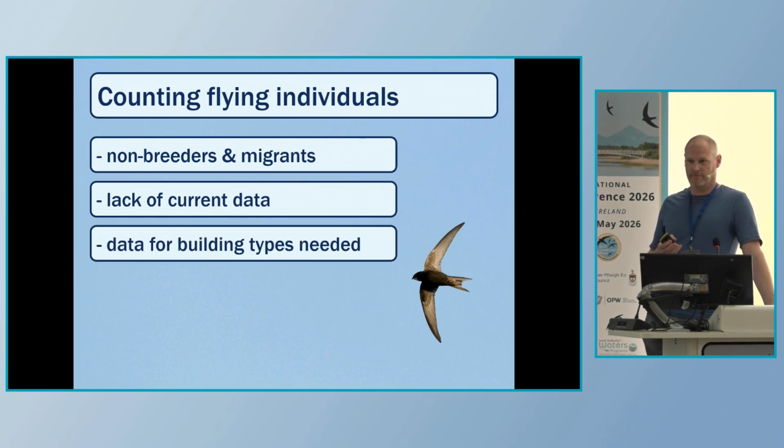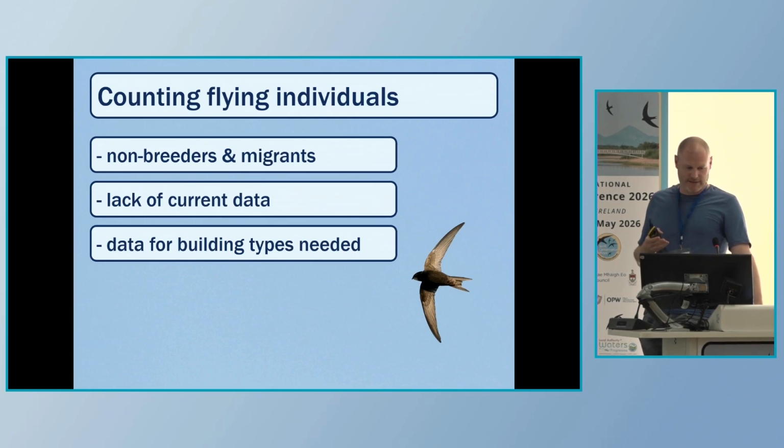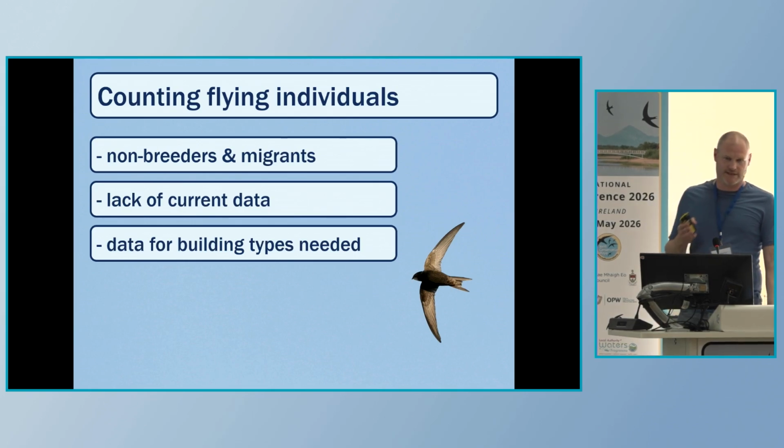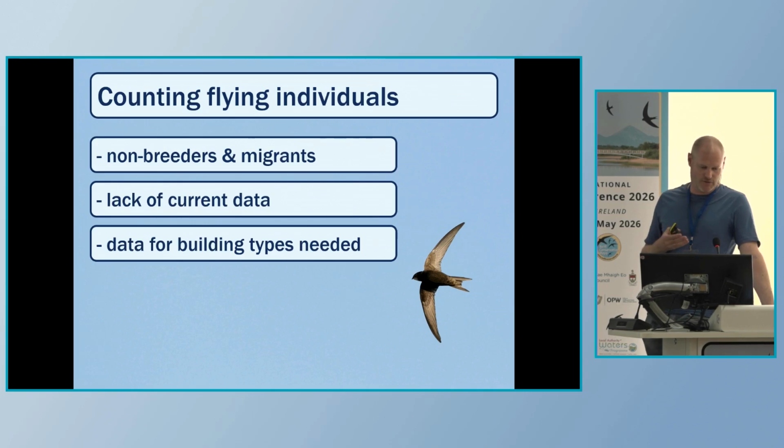You need data for the building types. So we are getting more and more open data. The data have more and more high resolution, but it's very different for the cities whether you have access to the data for the building types, the age, the height, and so on.